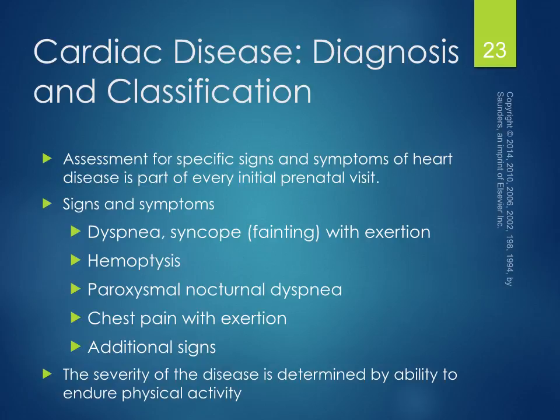Assessment and specific signs and symptoms of cardiac disease are part of every initial prenatal visit. Again, laying down the foundation to good prenatal care. Things that we look for are signs and symptoms of dyspnea, syncope, dyspnea at night, chest pains with exertion. So we review that information with patients and talk about what normal changes would happen during pregnancy that might exhibit periods of dyspnea. Severity of the disease is determined by the ability to endure physical activity, so we monitor the level of activity for our patients.